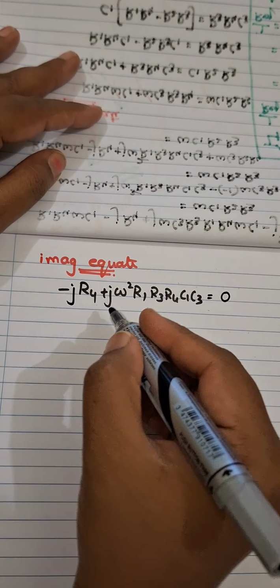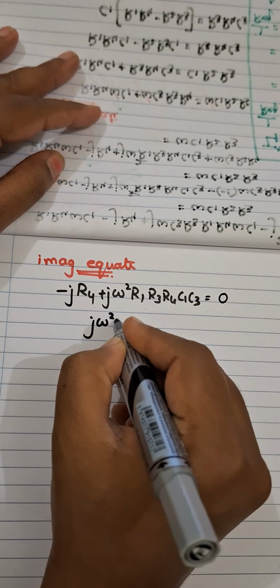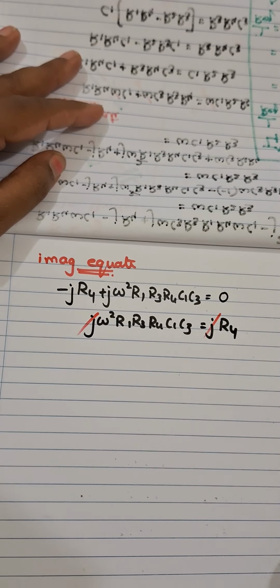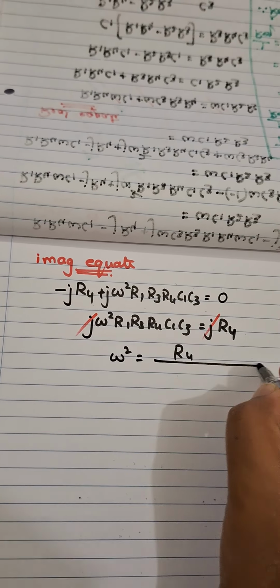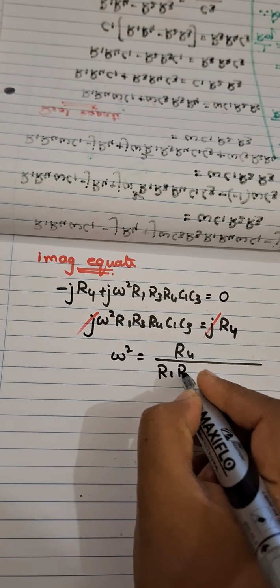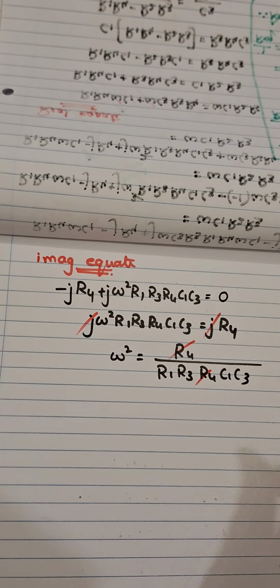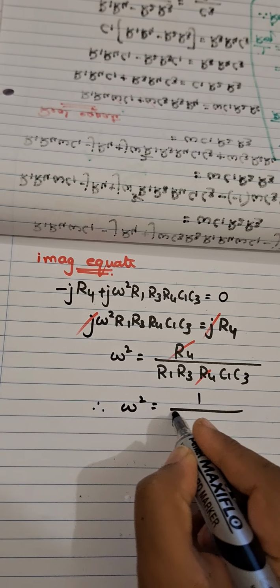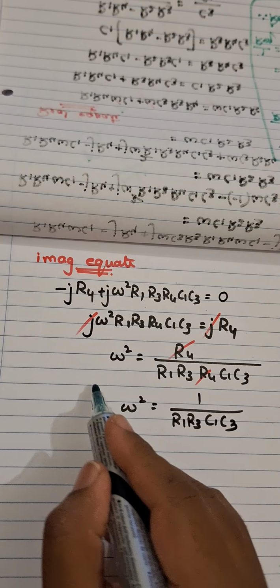Let me send this negative term to this side. So J omega square R1 R3 R4 C1 C3 is equal to J R4. Now the equation is omega square is equal to R4 by R1 R3 R4 C1 C3. Here you have R4, R4 common. Therefore omega square is equal to 1 by R1 R3 C1 C3. That's it. This is your final answer.